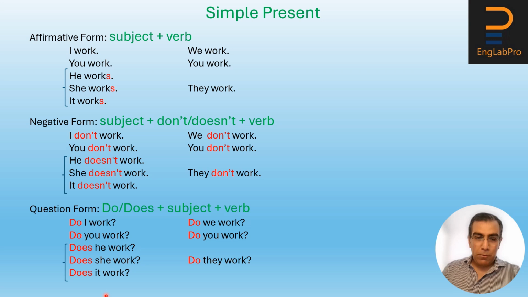And the question form is like this. We have do or does at the beginning of the sentence, and then we have the rest of the sentence with no s. So do I work, do you work, does he work, does she work, does it work for the singular, and do we work, do you work, and do they work. These are the plural forms.